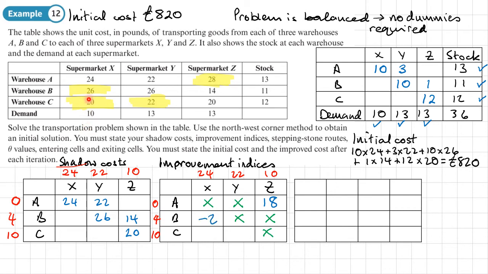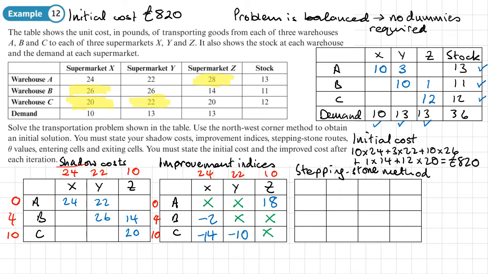Then this cell here got 20. So 20 minus 10, which is 10. 10 minus 24, that's going to leave me with minus 14. And then the very last one here where I've got 22. So 22 minus 22, that's 0, minus 10. So that leaves me with minus 10 here. So they're my improvement indices.